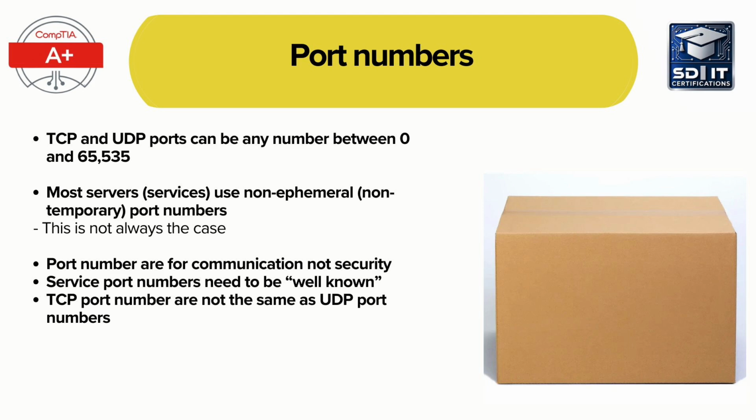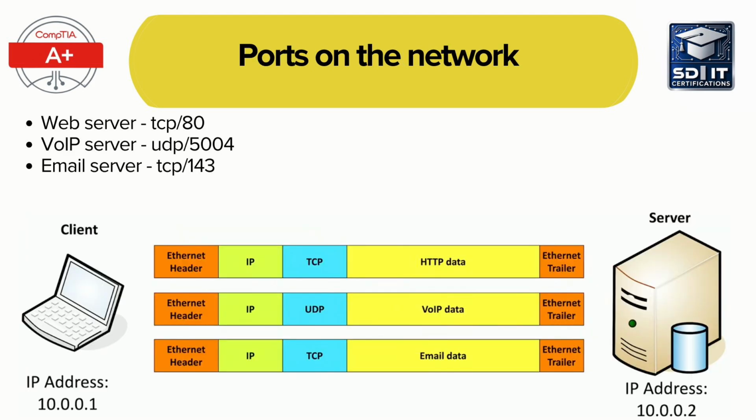Also keep in mind that TCP port numbers have a range between 0 and 65,535. And UDP port numbers also have a range between 0 and 65,535. But a TCP port 80 is not the same thing as a UDP port 80. These are different protocols that have a similar numbering scheme for their port numbers, but the port numbers are unique to each individual protocol. Here's an example of a client and a server having multiple forms of communication occurring simultaneously across the network and using different port numbers in order to do that.